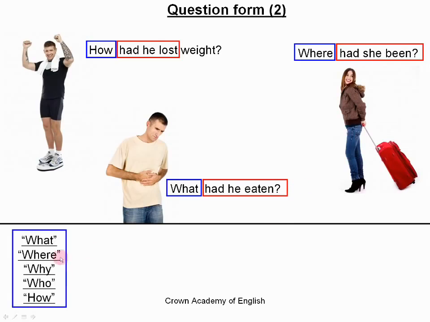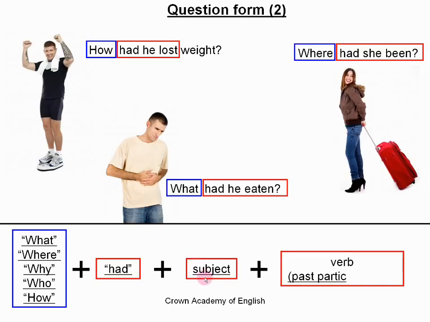So the form is a question word, either what, where, why, who, how. Then the verb had, the subject, and the main verb in the past participle form, with the question mark at the end. The past participle form.